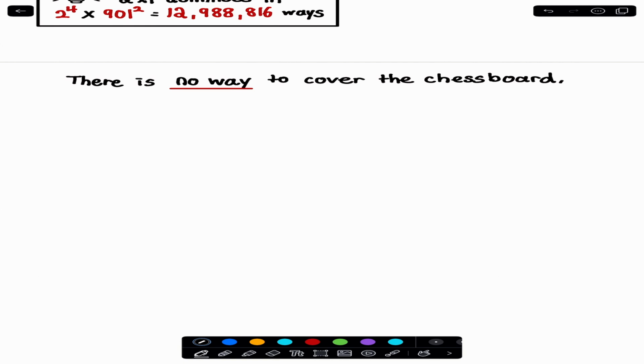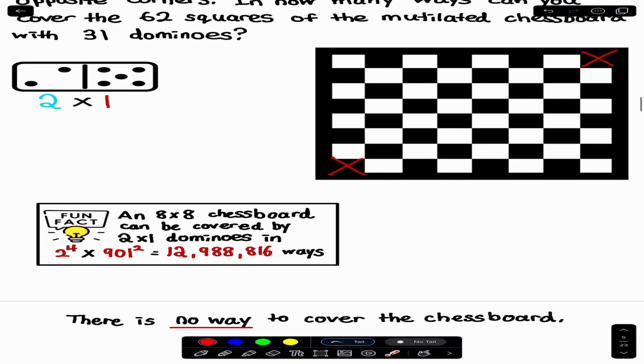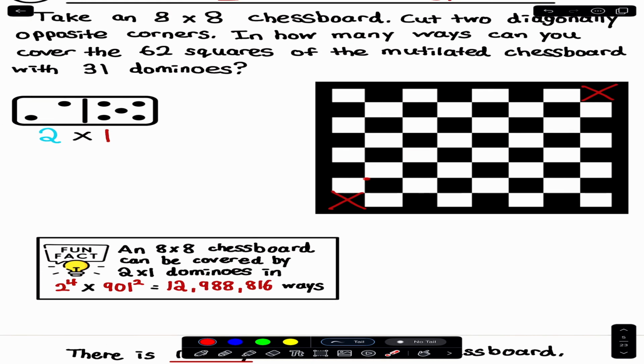But as usual, the more important question is why? Why is it impossible? And just like the previous problem, it's useful to think about the domino and colors of the chessboard. So the good thing about chessboard is they make it pretty obvious how many colors they want you to think in terms of black and white. So that's what we're going to do. So let's take a look at this domino. Whenever it goes on the board, what do we notice about it?